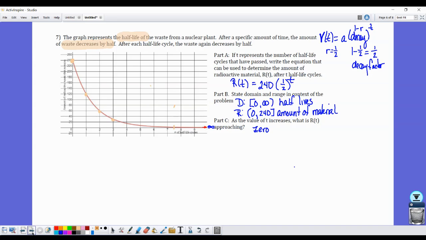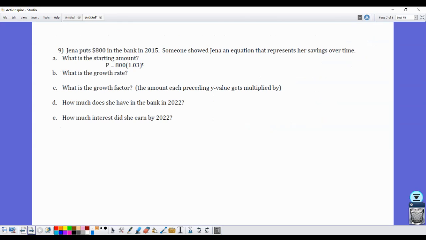Now, there's just one last problem I'd like us to take a look at, and that's analyzing a function a little bit. So we're going to skip number 8, we're going to go down to number 9, and we're going to skip number 10. So let's take a quick look at this problem and see what's going on. I'm going to grab my highlighter. And it says Jenna put $800 in the bank in 2015. Fantastic for Jenna. She invested some money. Someone showed Jenna an equation that represents her savings over time. And here's her equation. Okay.